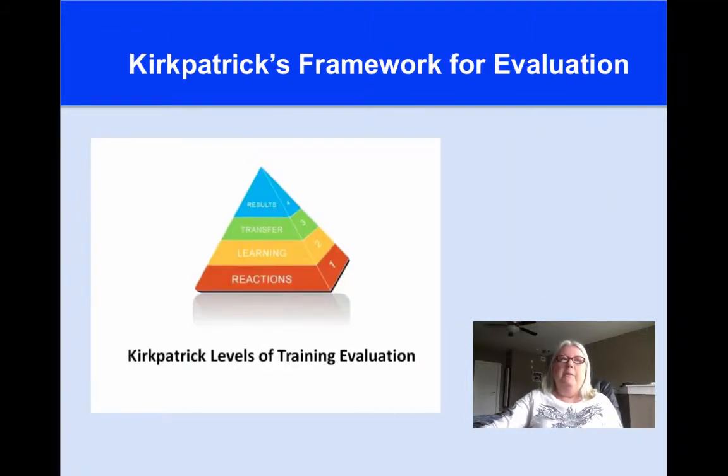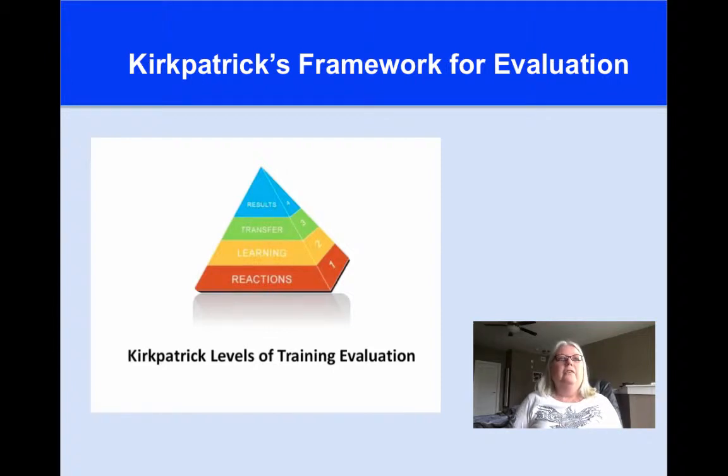The most popular model to evaluate training is Kirkpatrick's framework. Okay, and this involves 4 levels of evaluation. So the first level is reaction. We want to know, did the trainees like the program? Did they think it was valuable? So you're getting their reaction to the training.